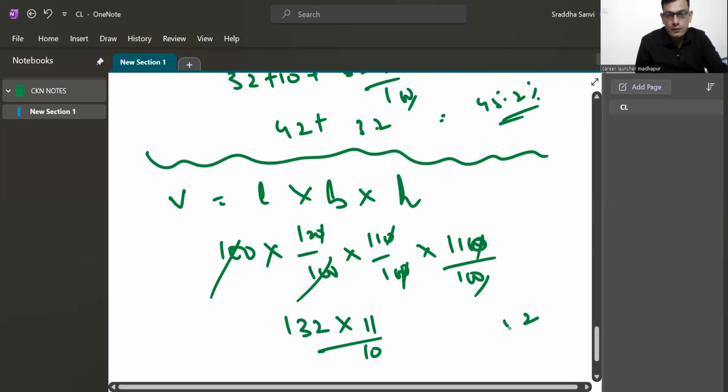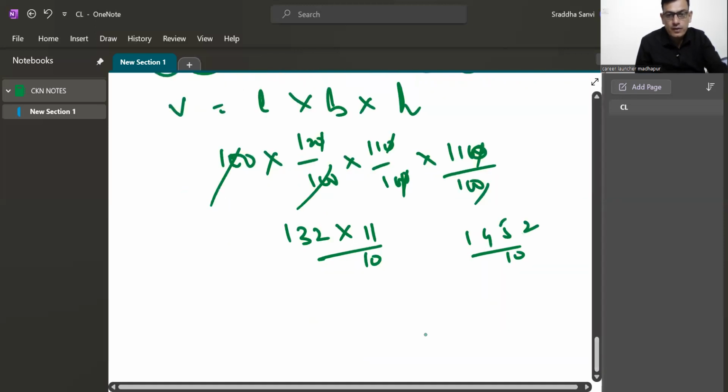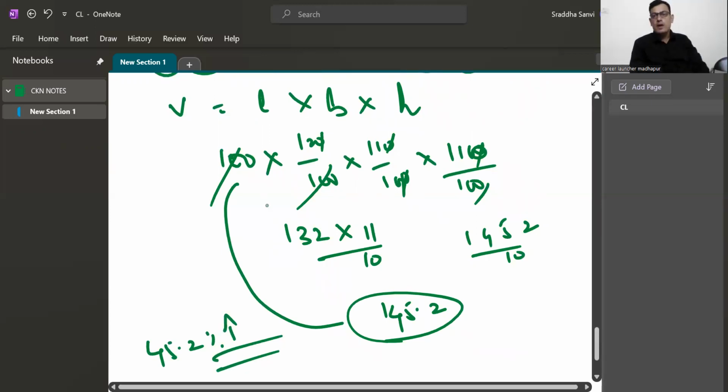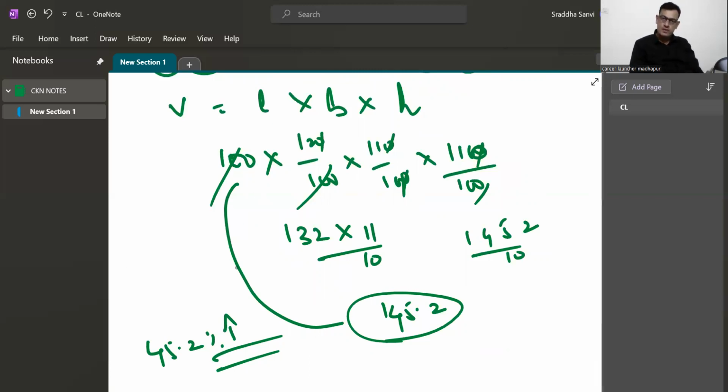My answer, 2541 by 10, which is 145.2. I assumed my initial value is 100. There is a growth of 45.2%. I should say the growth in my volume is 45.2%. That's the best way of solving the question. Do not go for the multiple equations and then formula method.